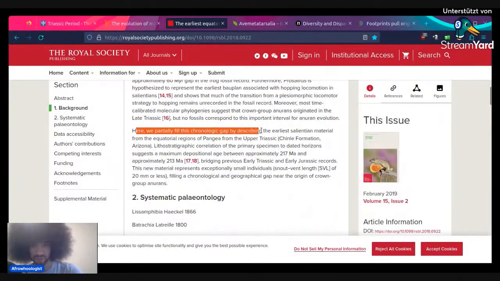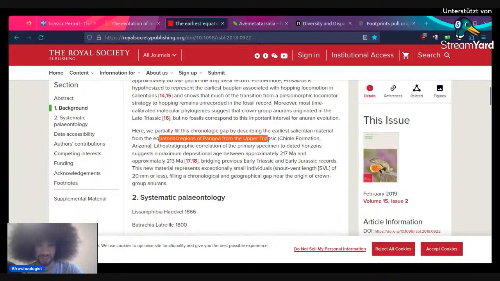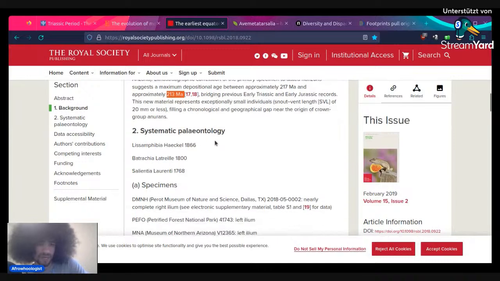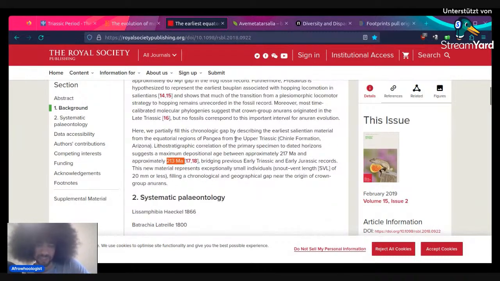So we go on from here. Here, we partially fill this chronological gap by describing the earliest Salientian material from the equatorial regions of Pangaea and Upper Triassic. Lithostratigraphic correlation of primary specimen to dated horizon suggests a maximum depositional age between 217 and approximately 213 million years ago. So that's a tad later. This is definitely late Triassic or Upper Triassic, but I'm covering it because they're claiming their origins are in the Middle Triassic, that the supposed frog ancestor existed in the Middle Triassic, and that these crown group frogs emerged and then have not significantly changed physiologically as to not make them crown group frogs ever since.